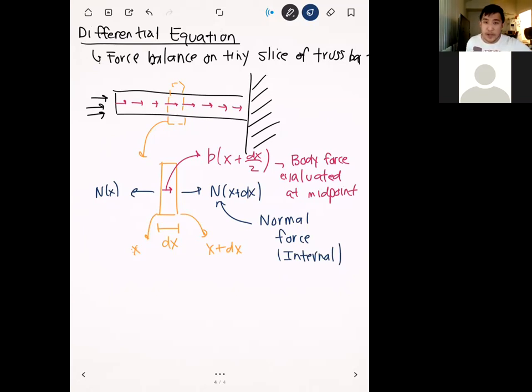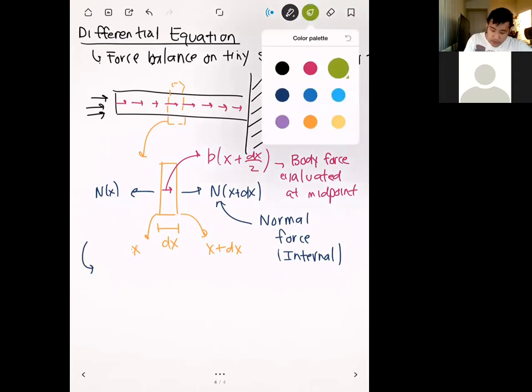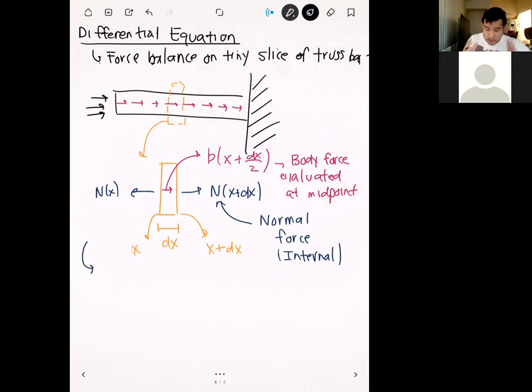And that's basically just to make sure that this tiny slice right here stays in static equilibrium, right? If we say that our entire truss is in static equilibrium, then every small slice of it also has to be in static equilibrium. And so what we're going to do is take this tiny slice right here and sum up all the forces and set it equal to 0.